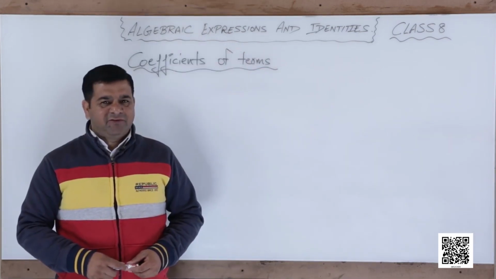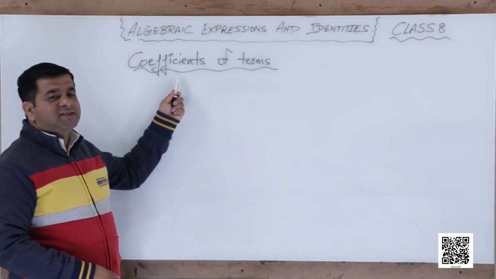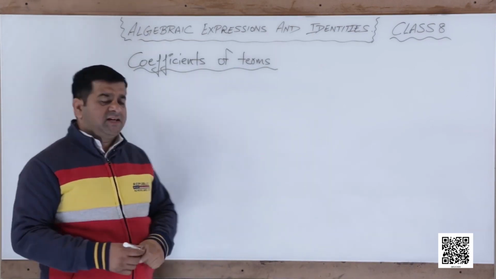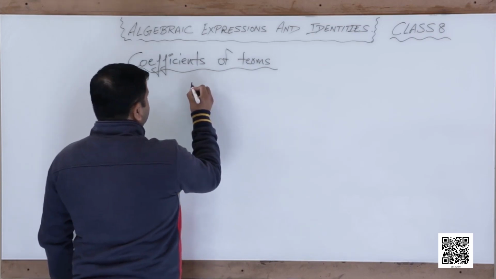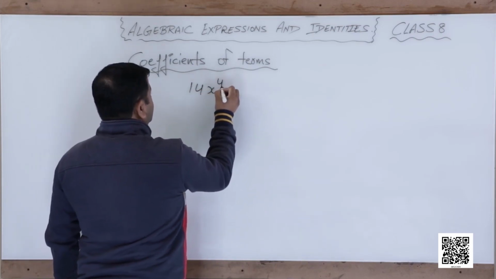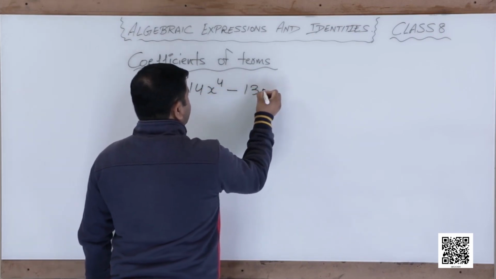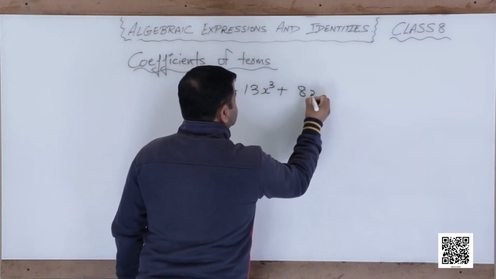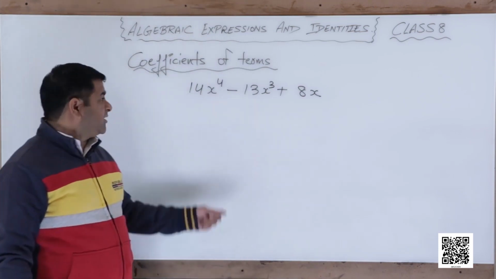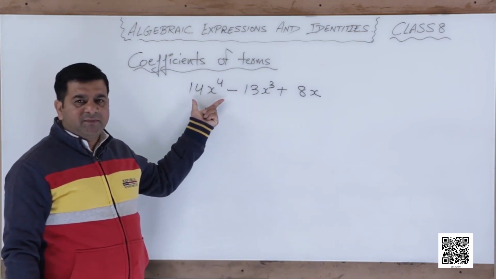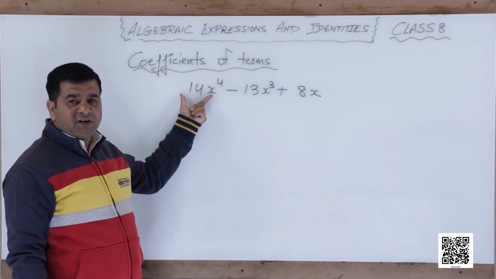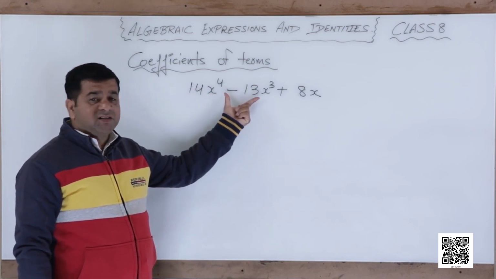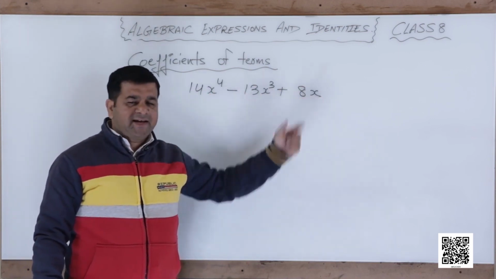Now students, we will learn about coefficients of terms. See, we have an expression 14x raised to power 4 minus 13x raised to power 3 plus 8x. As we can see, there are 3 terms in this expression. First one is 14x raised to power 4, then minus 13x cube, plus 8x.